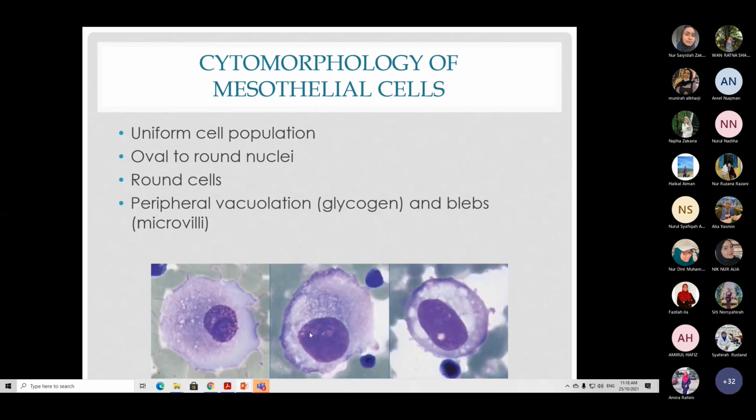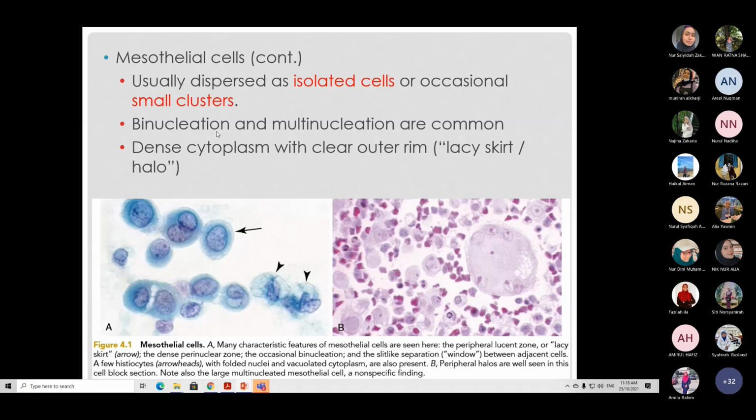Okay, right. So uniform, oval and round nucleus. The cells are round and have peripheral vacuolation. You see the vacuolation appearance and microvilli. And then the cells are usually dispersed as isolated cells or sometimes in a small cluster. And then the nucleus, sometimes it can be binucleate and sometimes multinucleate.